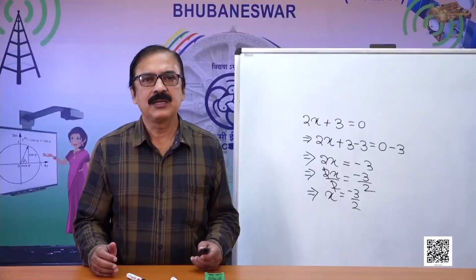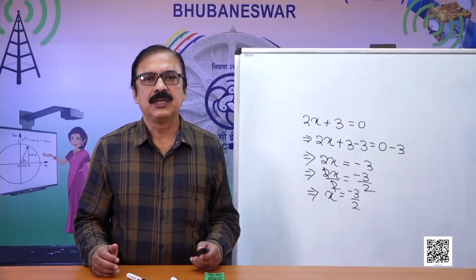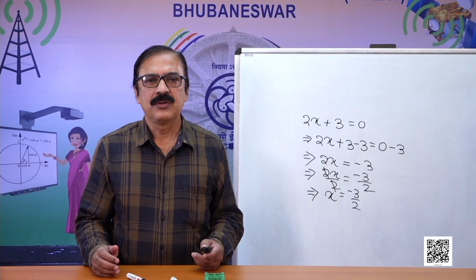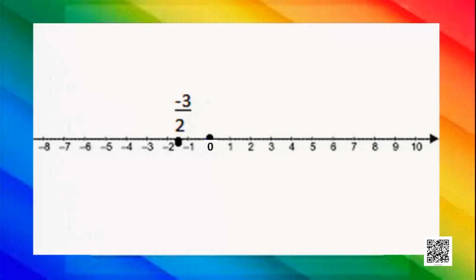And you have already studied about the number line, so the value of minus 3 by 2 is represented on a number line like this, where 0 is said to be origin, and to the right of it all the positive numbers and to the left of it all the negative numbers.